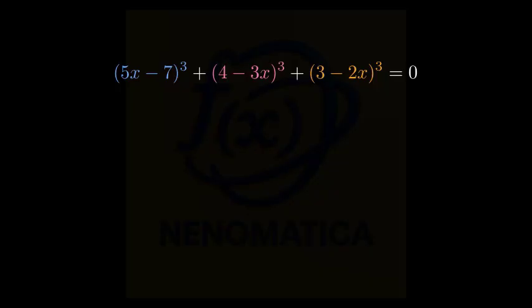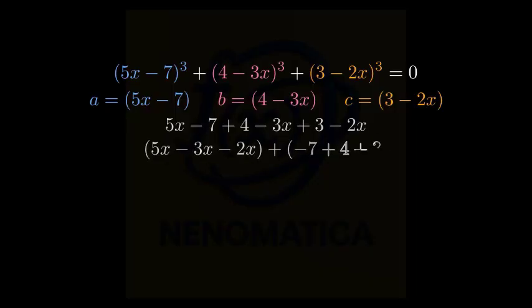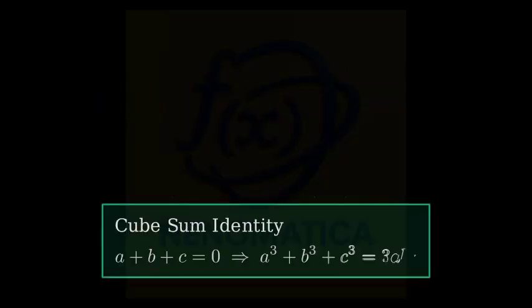Step 1. Check the sum of the linear pieces. Consider a equals 5x minus 7, b equals 4 minus 3x, and c equals 3 minus 2x. Add them together. 5x minus 7 plus 4 minus 3x plus 3 minus 2x. Now group x terms and constants. Let's show this identity and apply it.